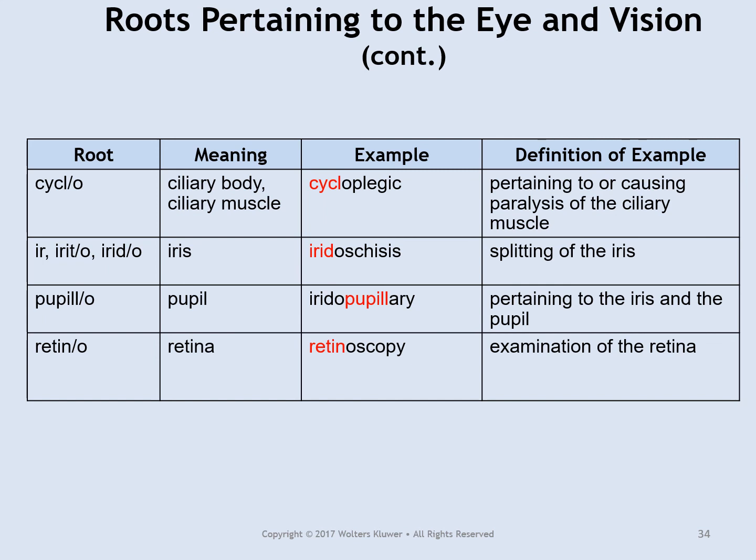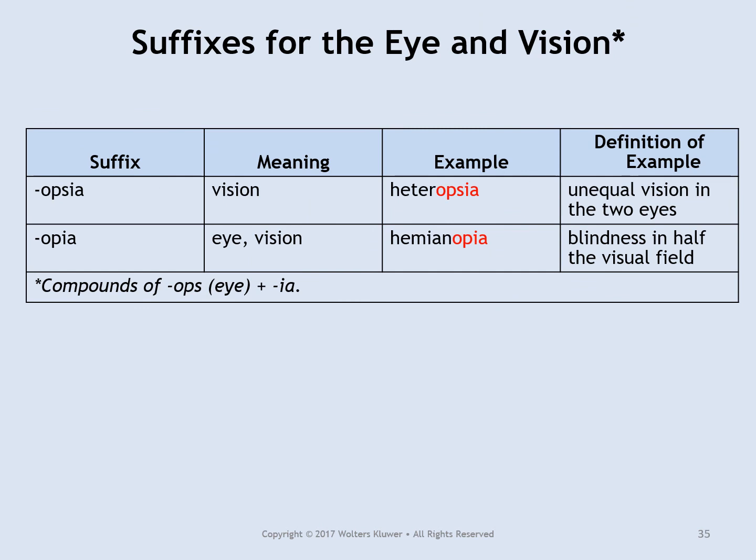Cyclo referring to the ciliary body. Anything with IR, IRT, or IRD refers to the iris. And then pupillo and retino, hopefully, are self-explanatory. Two suffixes that you should know for the quiz: opsia and opia. Both of these refer to vision.